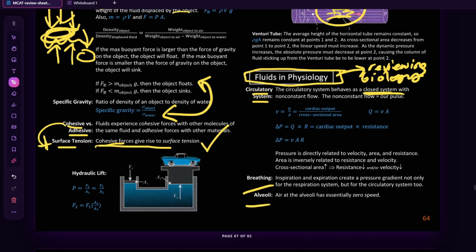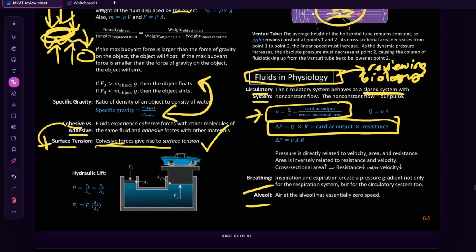But unlike a steady, constant flow, your blood flow is not constant. It surges, like a pulse, right? Every time you feel your pulse, you're literally feeling non-constant fluid flow around your heart's pumping cycle. And so the same relationships we just learned about fluids apply to your body. Velocity of blood equals the heart's output divided by the cross-sectional area. The pressure difference across the system equals the cardiac output times the resistance of vessels.